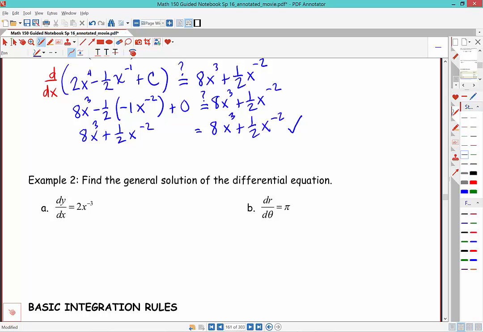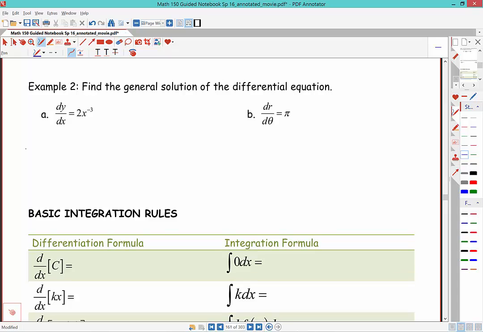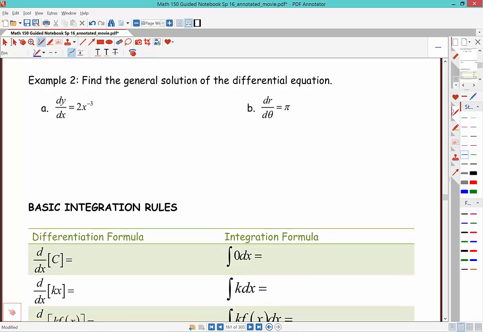All right, so this next example wants us to find the general solution of the differential equation. So just like we did before, we want to multiply both sides by dx to get it in the right spot. So notice it'll divide out on the left side and we'll get dy, which remember was just 1 dy. And then that'll be equal to 2 times x to the negative 3 dx.